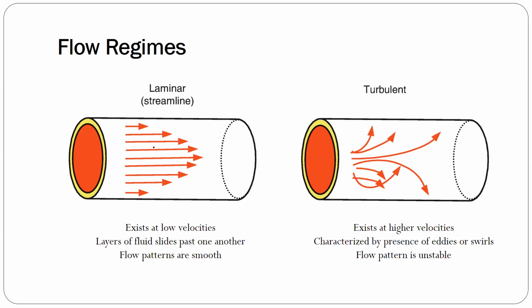And it's known that this regime exists at low velocities. While in your turbulent flow, it exists with higher velocities. And as you can see, it's characterized by the presence of swirls, or we know them as eddies. Okay, and the flow pattern is unstable.